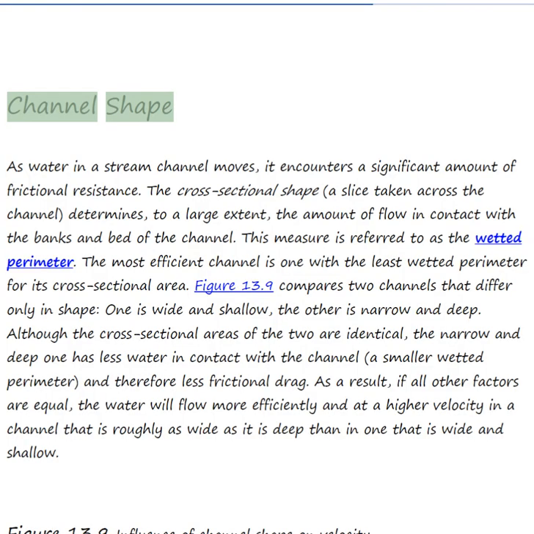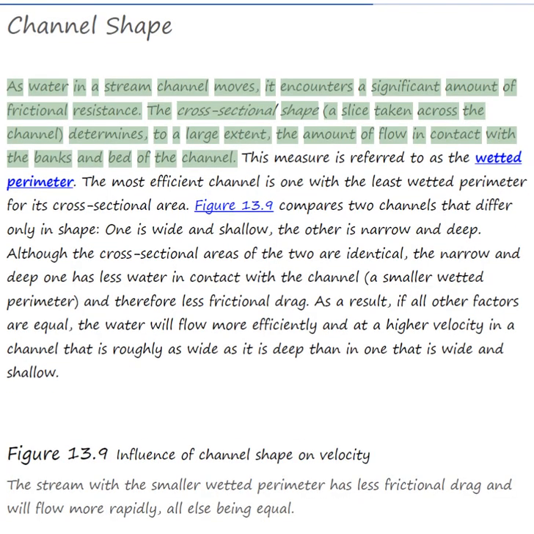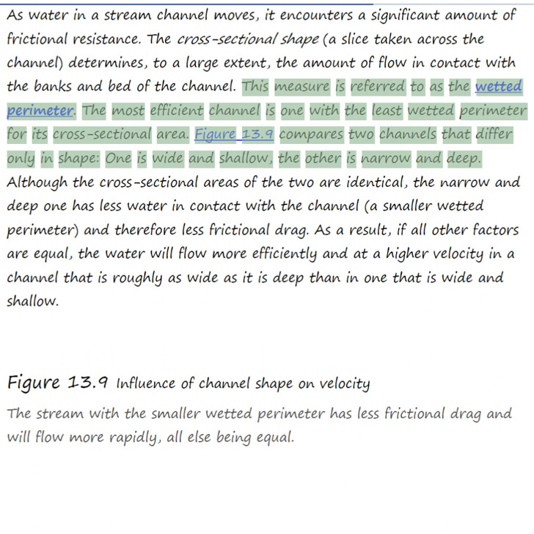Channel shape. As water in a stream channel moves, it encounters a significant amount of frictional resistance. The cross-sectional shape determines, to a large extent, the amount of flow in contact with the banks and bed of the channel. This measure is referred to as the wetted perimeter. The most efficient channel is one with the least wetted perimeter for its cross-sectional area. Figure 13.9 compares two channels that differ only in shape. One is wide and shallow, the other is narrow and deep.